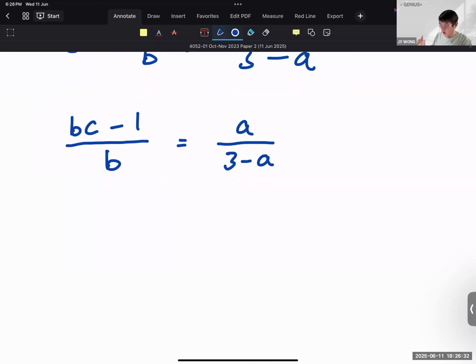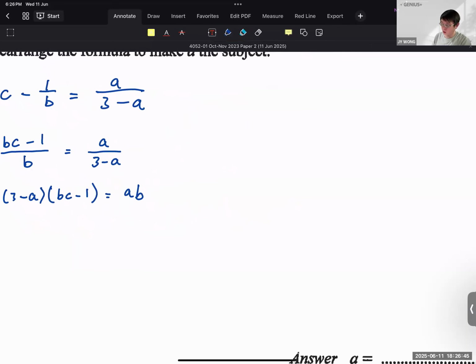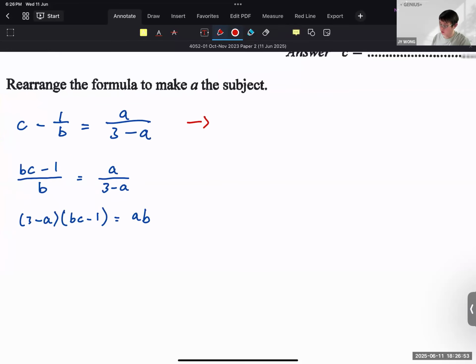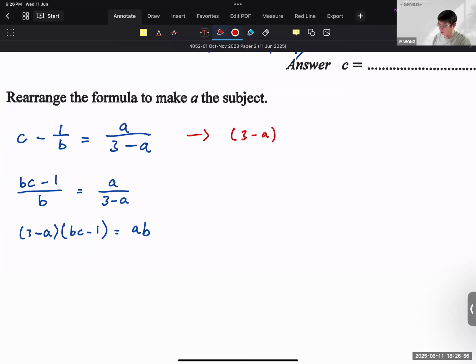Okay, now that I get this, I can cross multiply. So I will have 3 minus A times BC minus 1 is equal to AB. Now, over here, some students will ask me, sure, why do I need to do this? Why cannot from here, just multiply by 3 minus A, right? Then we'll have 3 minus A times C minus 1 over B equals to A, and therefore that's the answer. Why cannot? Rupert, why cannot leave this as the answer?